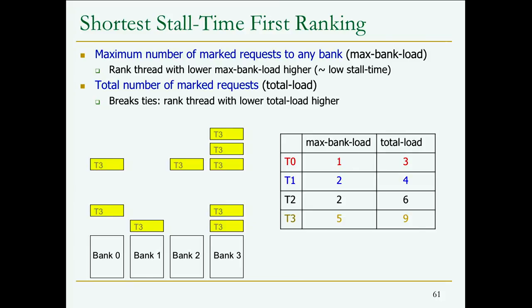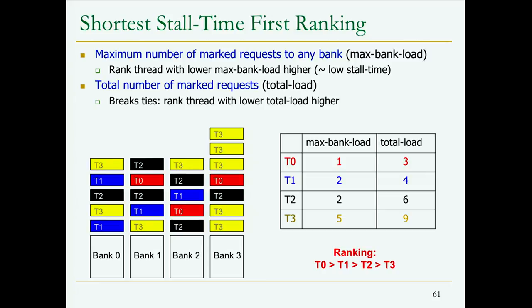Now, this hopefully gives us an indication of the inherent stall time of each thread, because this is the longest delay that this thread is going to experience, assuming all of its requests are going to be serviced in parallel in the banks, assuming it's the only thread in the system. So that gives us an indication of the inherent stall time, and of the memory intensity and interference that's happening with other threads.